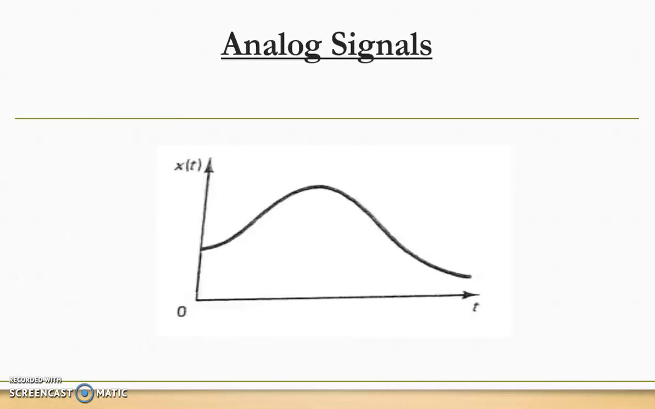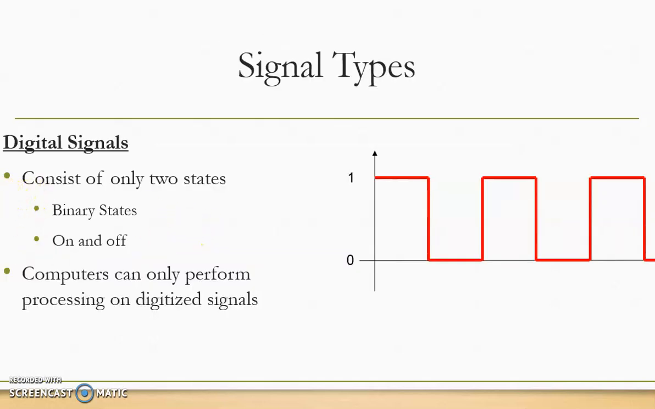So diagrammatically, the output from the analog signal is continuous, as I told you, and it can vary with time. So this is the output of the analog signal, which is nothing but the continuous signal. Then the next important type is the digital signal.